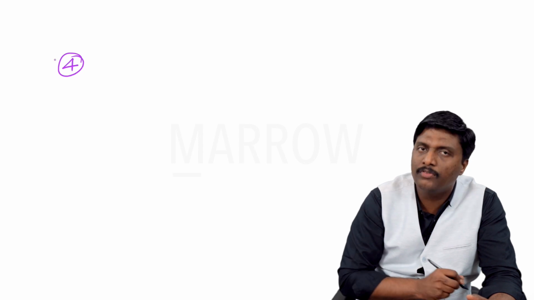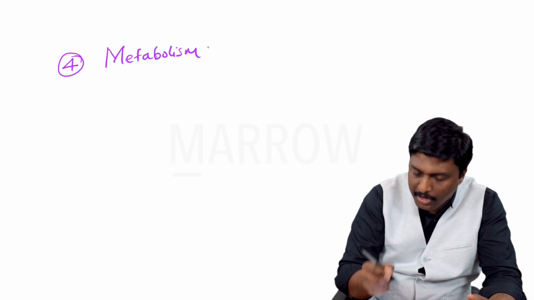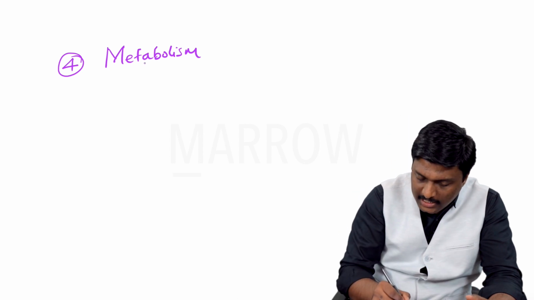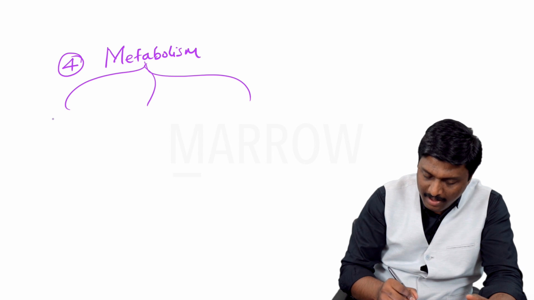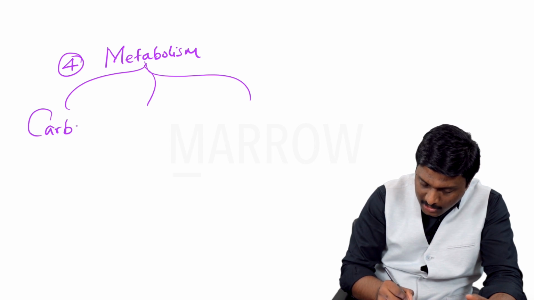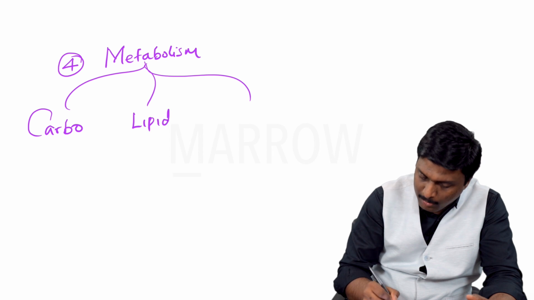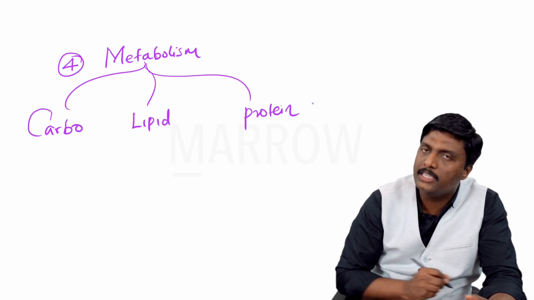Third function over. What about the fourth important function of thyroid hormone, sir? Kindly make a note. This fourth function is totally concerned with metabolism. Very important for physiology and biochemistry. Metabolism means only three important macromolecules we are interested in. The first is carbohydrate metabolism. The second is lipid metabolism. The third is protein metabolism.